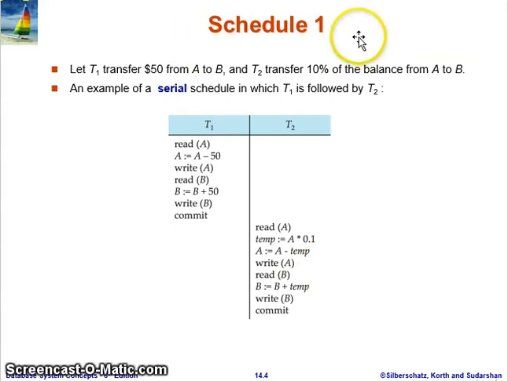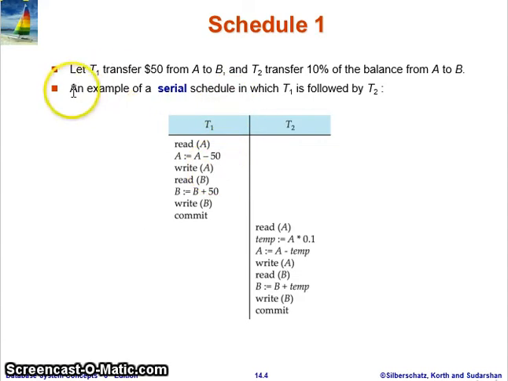Let's see schedule 1. There are two transactions, T1 and T2. Transaction T1 is transferring $50 from account A to account B, and transaction T2 transfers 10% of the balance from A to B. That is, we transfer 10% of A's balance into account B. These are the two transactions.